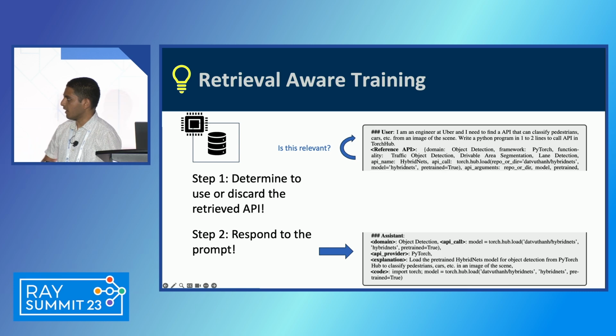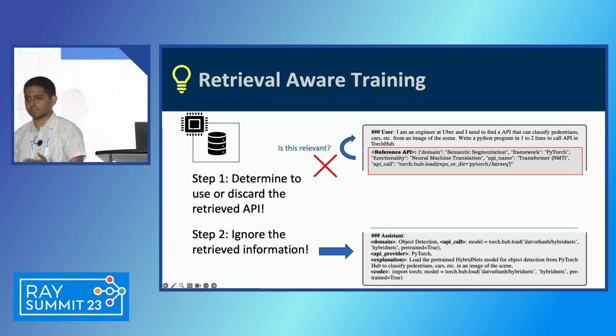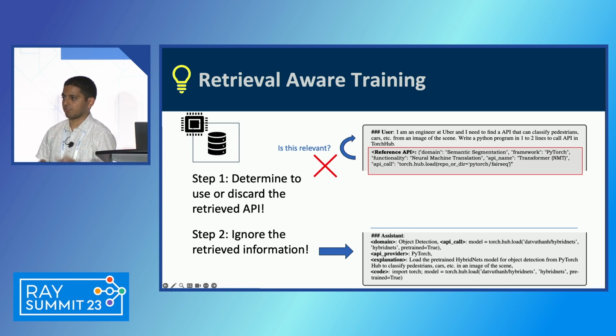On the other hand, if the retriever gave you, in this case, a neural machine translation API, then it's not relevant. If you want to do object detection, a translation API is not going to help. So here we teach the LLM to answer this question implicitly. Look, this retrieved document looks inaccurate, so I'm going to discard it, and I'm instead going to use the information that I have as a part of my pre-training or fine-tuning phase, right? So it's simple. Retrievers are inaccurate. Teach your model to be robust to it.